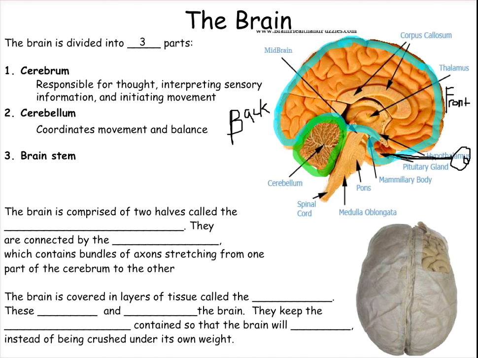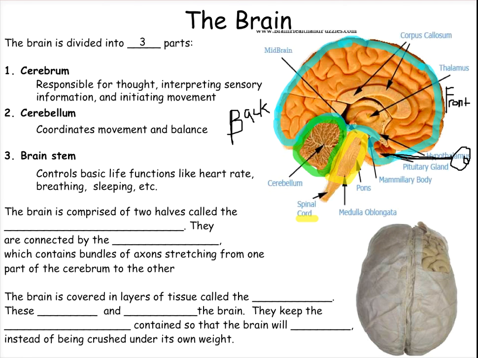Finally, the third part of the brain is called the brain stem. The brain stem is the structure here that connects the rest of the brain to the spinal cord. The brainstem controls the most basic of life functions. Things like controlling your heart rate, your breathing, your sleep and wake cycles, etc. Because these most basic functions are so critical to keeping an organism alive, injuries to the brainstem are very serious and often result in death.